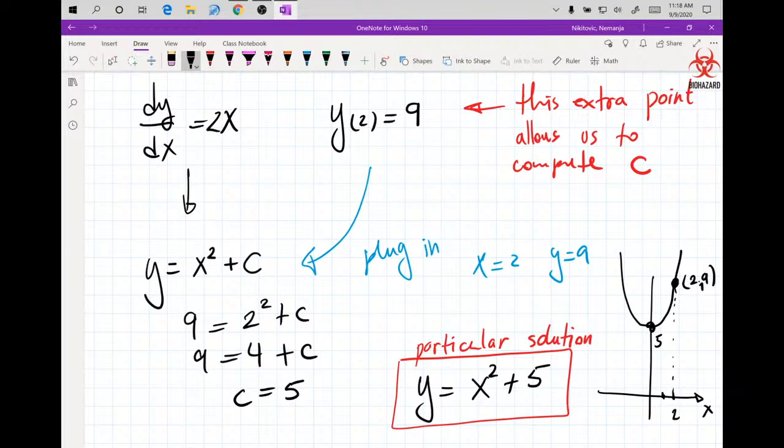So that's the difference between the general solution and the particular solution. A particular solution will have exactly one curve because you calculate the value of c using the extra point that is given to you.